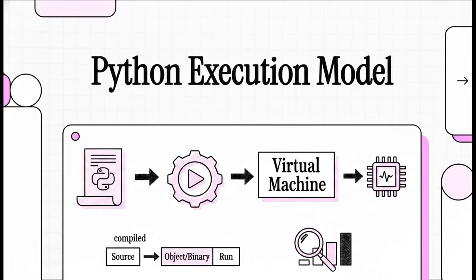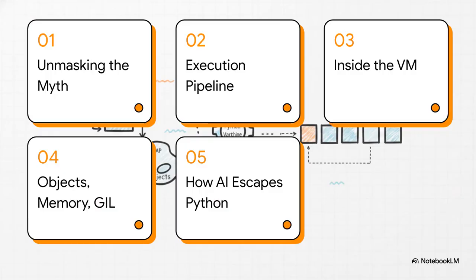Let's get into it. Here's our roadmap for today. We're going to bust a major myth about interpretation, map out that execution pipeline diagram, peek inside the virtual machine, tackle memory and the GIL, and finally see how modern AI completely escapes Python's limits.